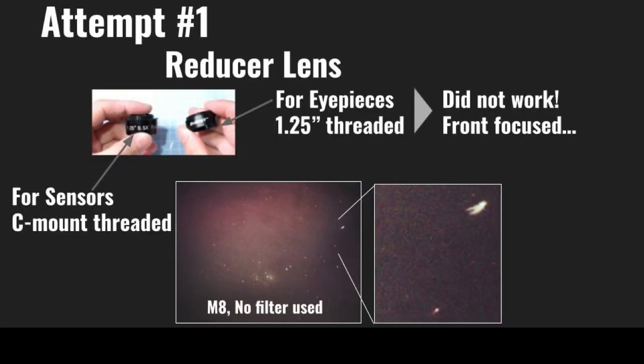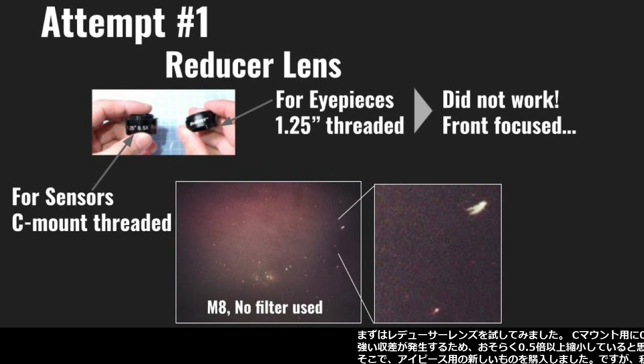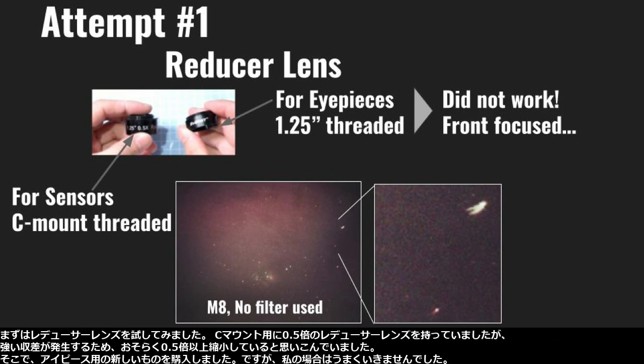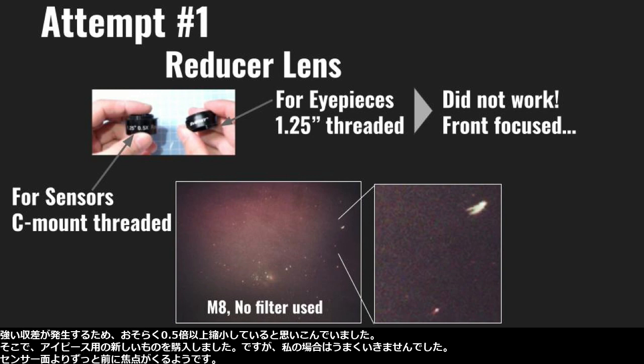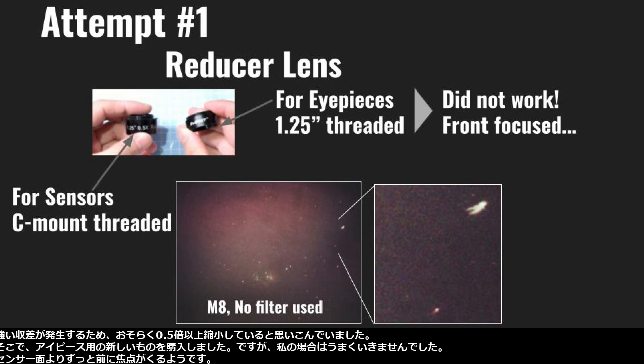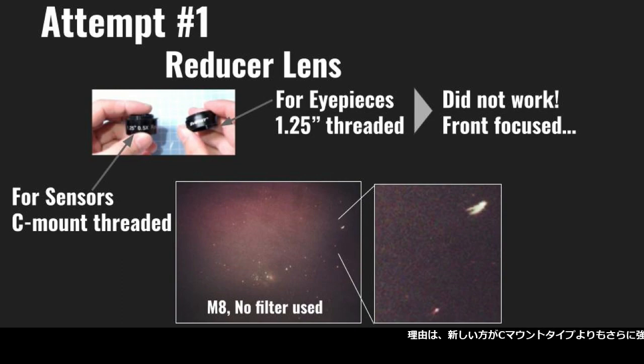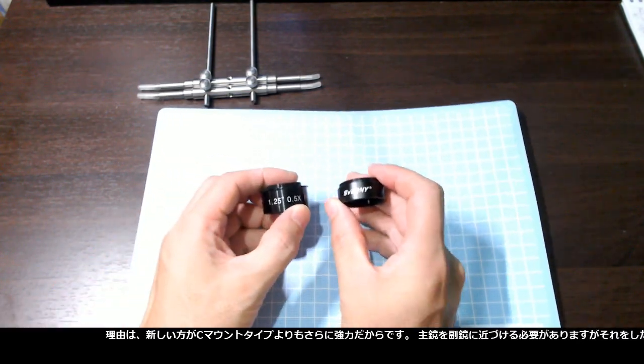First, I tried reducer lenses. I had a 0.5x reducer lens for C-mount and I thought that it was reducing more than 0.5 times, because it creates strong aberrations. So I bought a new one for eyepieces. Unfortunately, it did not work in my case. It focuses way too much in front of the sensor surface. Reason is that the new one is even stronger than the C-mount type.